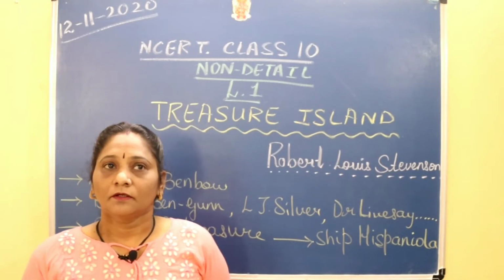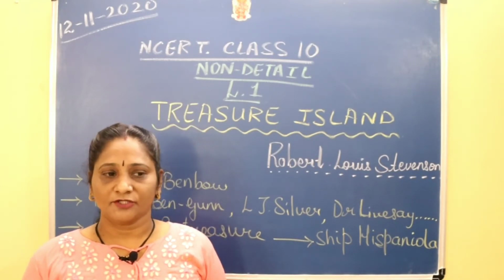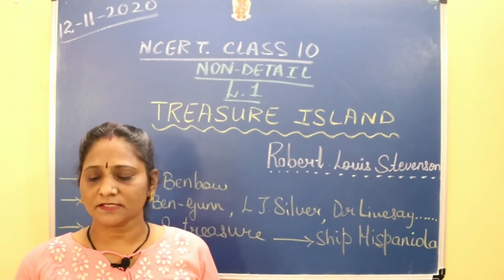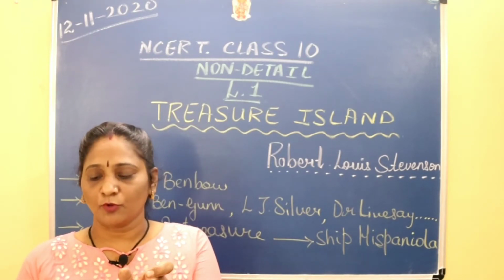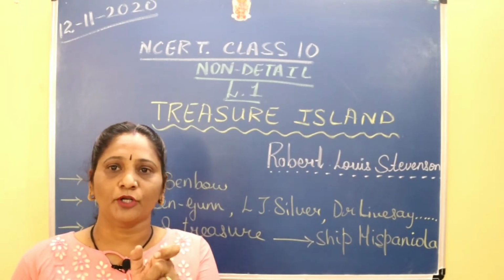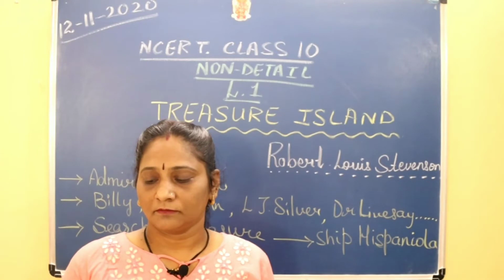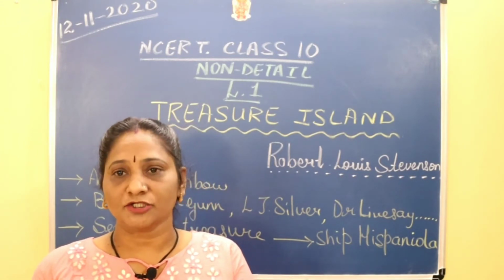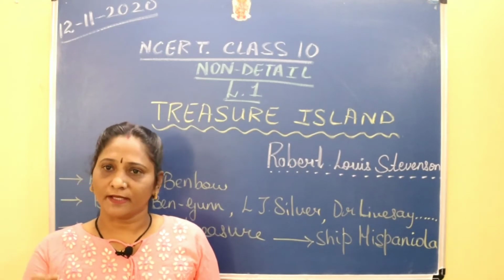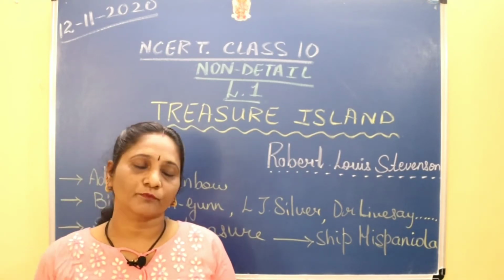This Billy gave Jim 4 pence. 4 pence pieces he gave. So what is a pence? Actually pence is a plural of penny. Pence, P-E-N-C-E, is a plural of penny. Penny means money, a British bronze coin it is. Penny is a British bronze coin. So pence is the plural of penny.